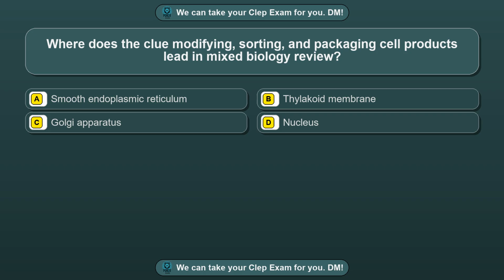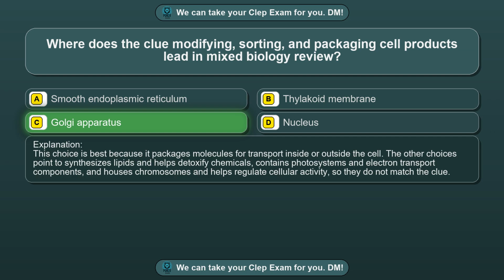Question 41. Where does the clue modifying, sorting, and packaging cell products lead in mixed biology review? Option A, smooth endoplasmic reticulum. Option B, thylakoid membrane. Option C, Golgi apparatus. Option D, nucleus. The correct answer is option C, Golgi apparatus. This choice is best because it packages molecules for transport inside or outside the cell. The other choices point to synthesizes lipids and helps detoxify chemicals, contains photosystems and electron transport components, and houses chromosomes and helps regulate cellular activity, so they do not match the clue.